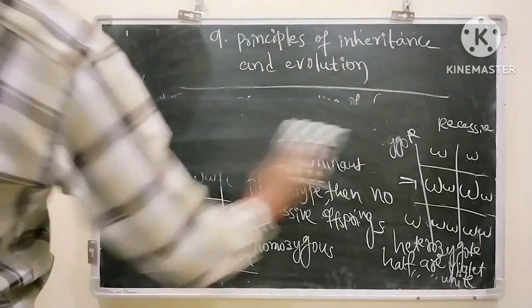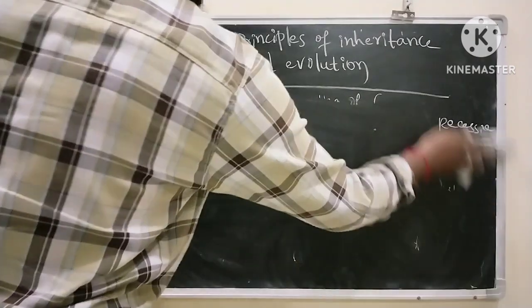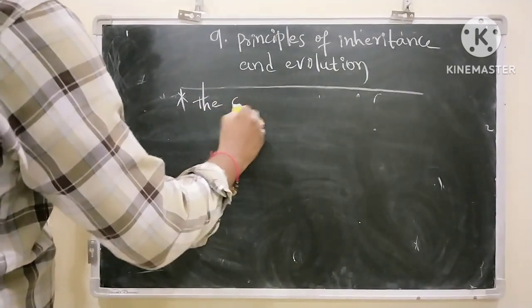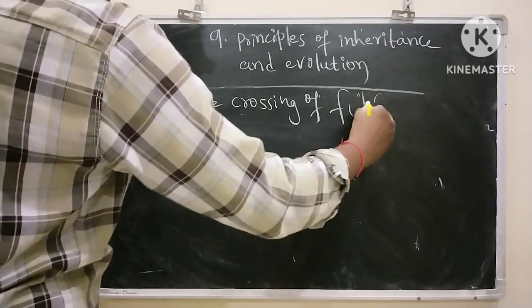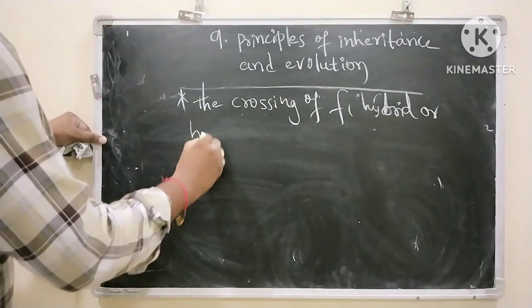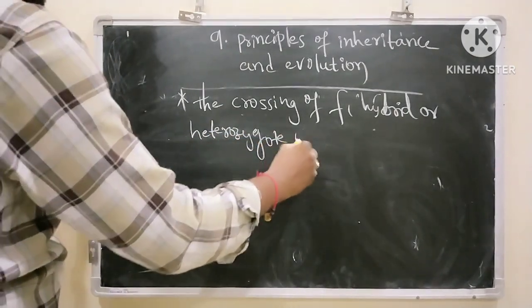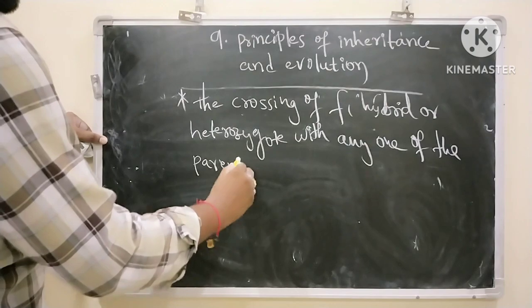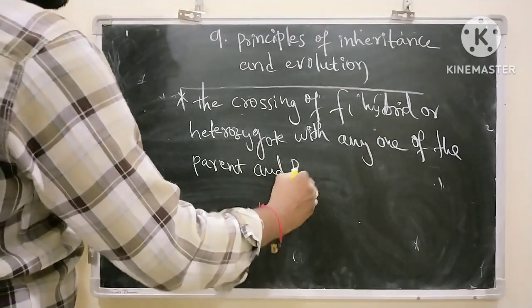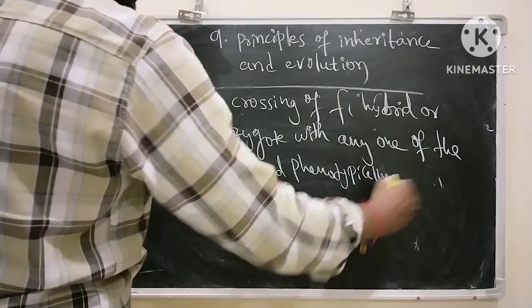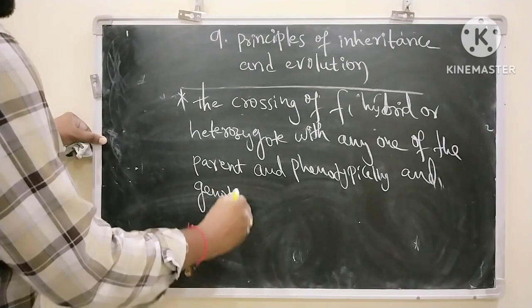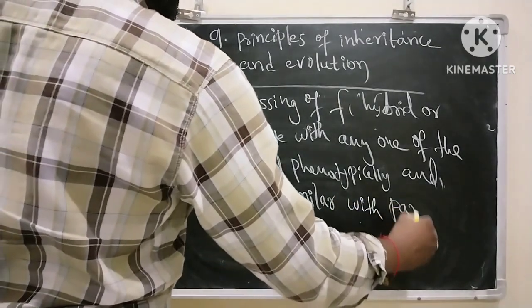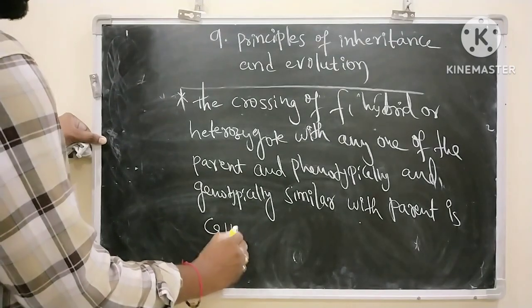And what is back cross? Test cross is a kind of back cross, wherein the crossing of an F1 hybrid or heterozygote with any one of the parents, which are phenotypically and genotypically similar to the parent, is called back cross.